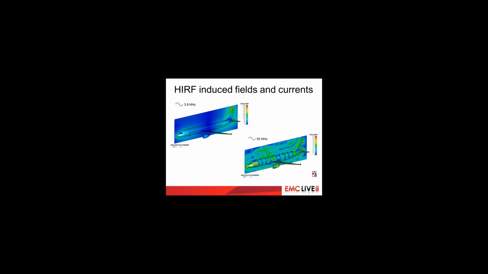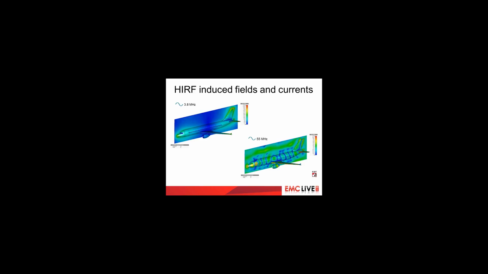Okay, final slide here. I'm showing the phase animation of the electric field and surface current at different frequencies. And on the left, you can see the field at 3.8 megahertz, and you can very clearly see that the aircraft is behaving like a half-wave dipole. It's a half-wave resonance where the electric field is strong at the nose and the tail of the aircraft.